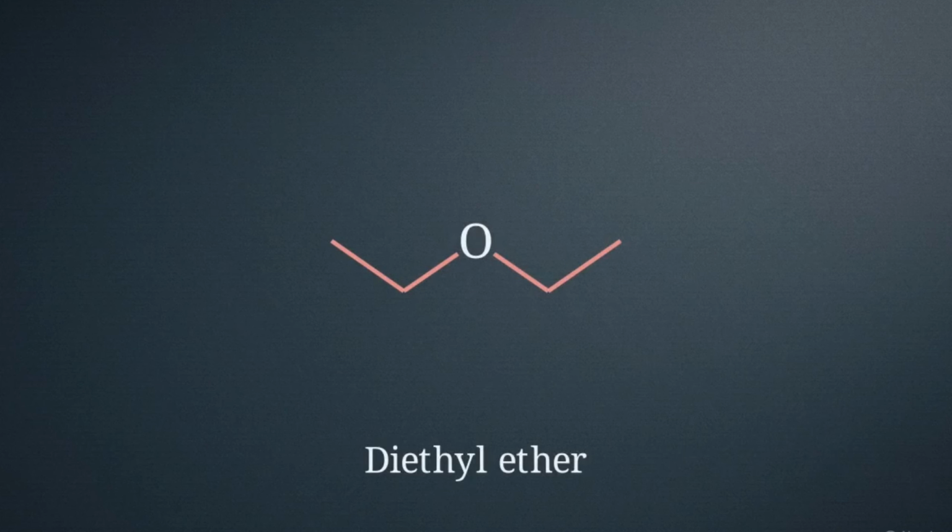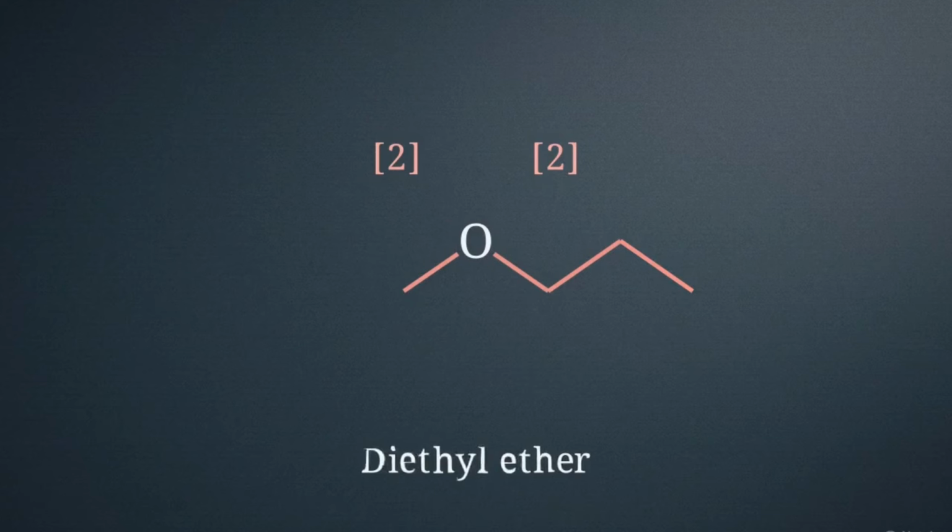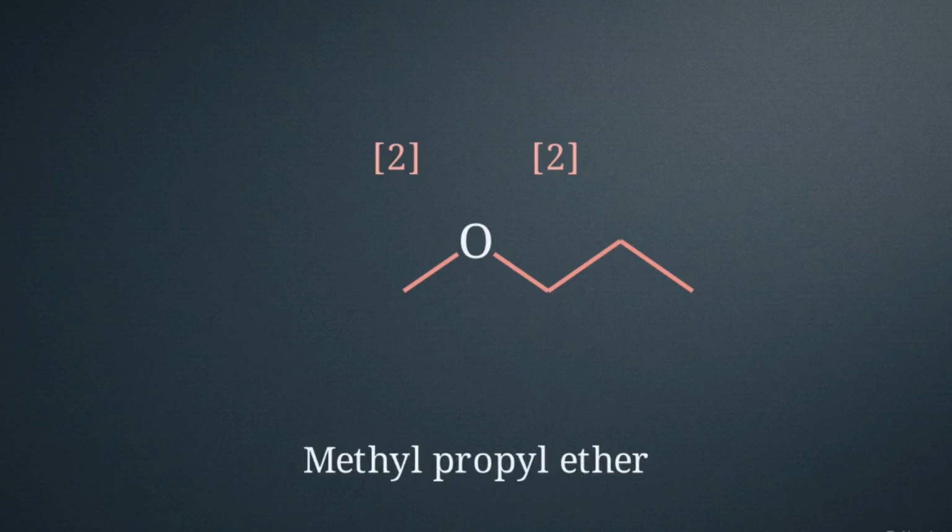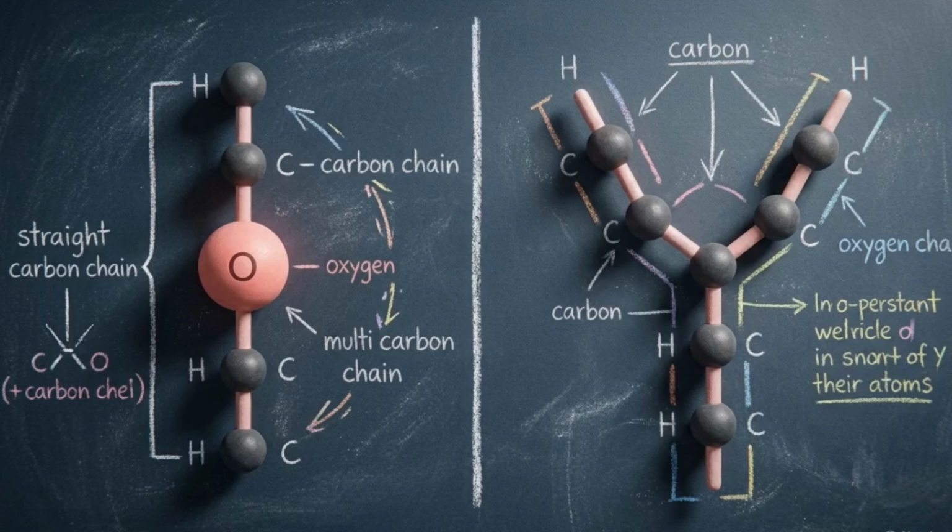Look at the structure for diethyl ether. The oxygen bridge is flanked by 2 carbons on the left and 2 on the right. A metameric shift occurs when we alter that partition. By moving 1 carbon from the left over to the right side of the bridge, we create methyl-propyl ether, resulting in a 1:3 distribution. This definition separates metamerism from standard chain isomerism.